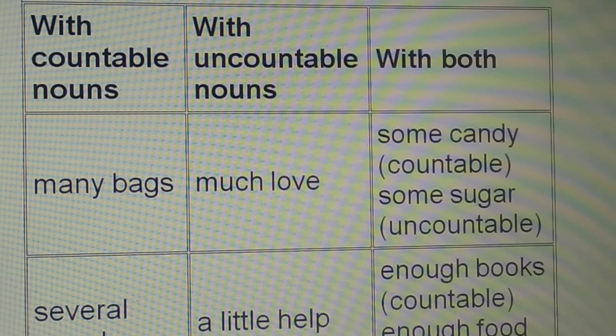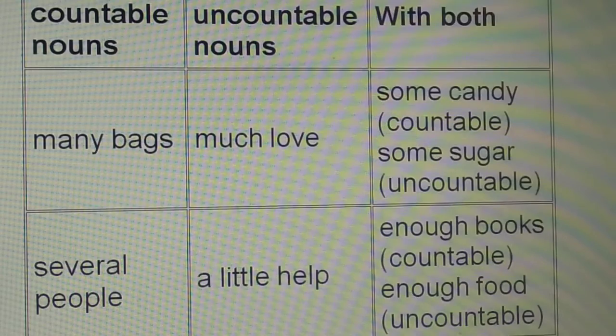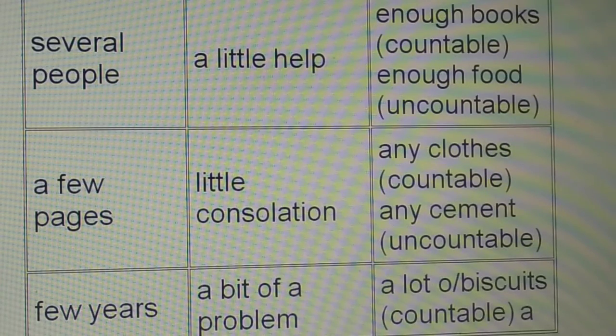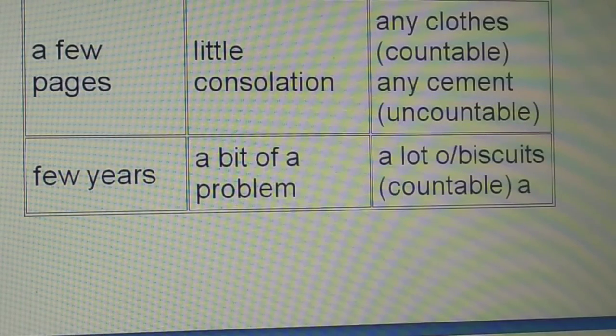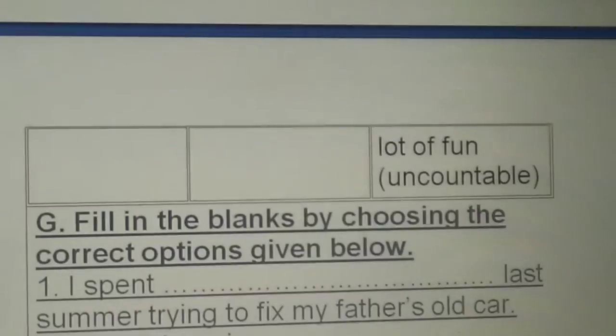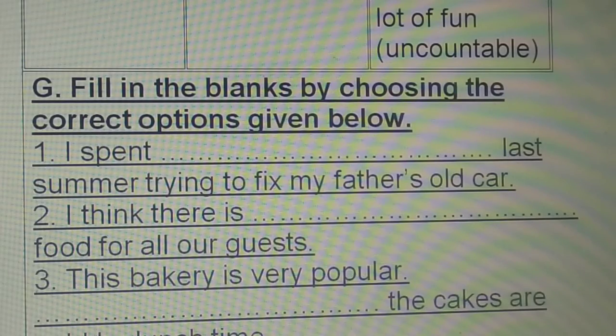So look at the examples very carefully. Are you reading? Are you going through the examples? Very good. Few pages, little consolation. A bit of a problem. A lot of biscuits. How many? No. We are not mentioning here. A lot of fun.